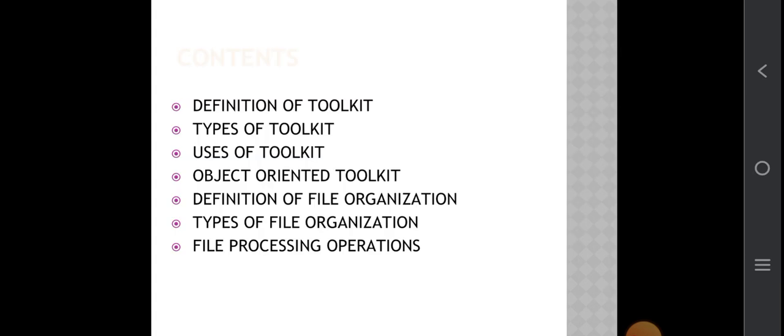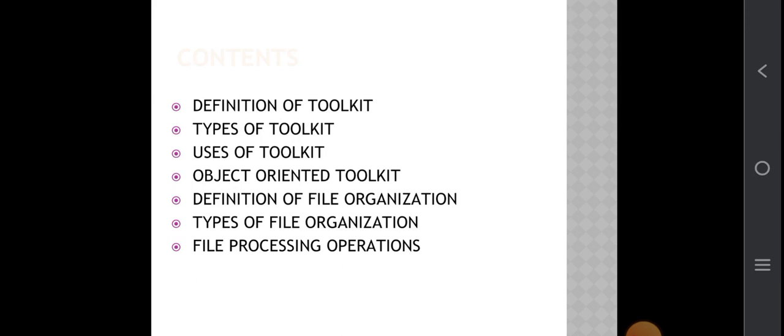Contents of this topic. Today we'll discuss the definition of toolkit, types of toolkit, uses of toolkit, object oriented toolkit, definition of file organization, types of file organization, and file processing operations. We'll discuss this in depth, with some examples. So we'll go to the first topic, the definition of toolkit.